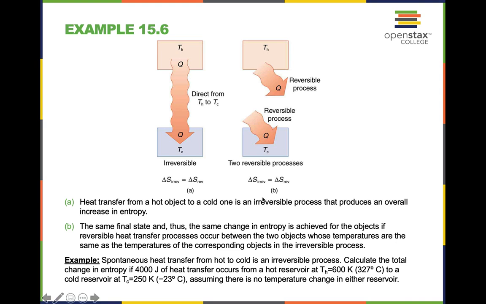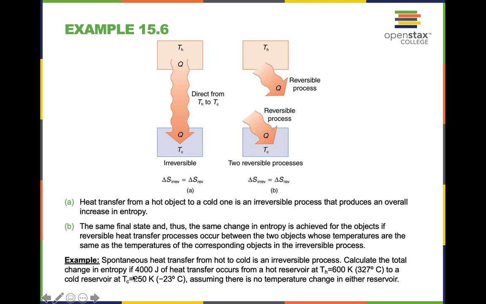So for these figures right here, we have A, heat transfer from a hot object to a cold one is an irreversible process that produces an overall increase in entropy. For B, the same final state and thus the same change in entropy, so it doesn't matter if these are diagonal, the heat transfer. So for this example, spontaneous heat transfer from hot to cold is an irreversible process.